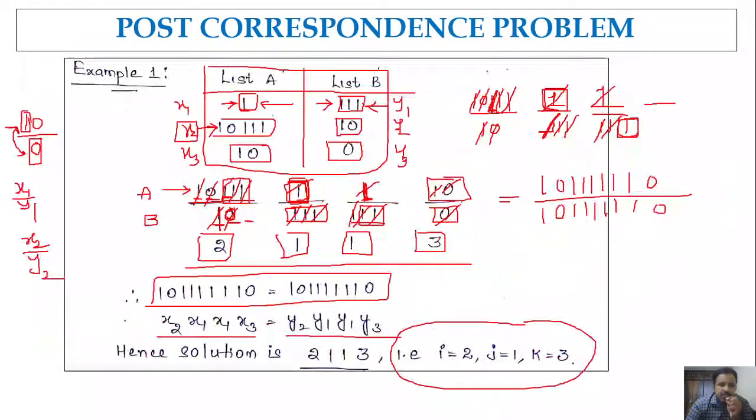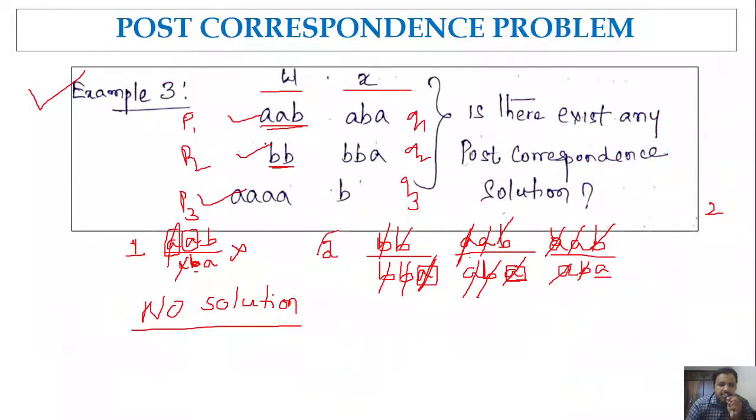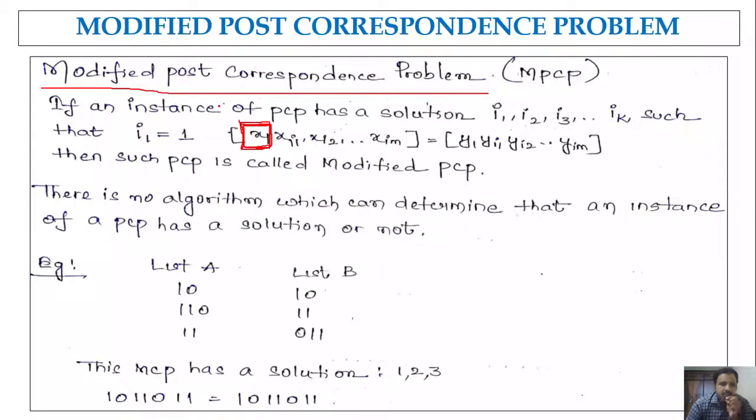In problem 1, we got the first index as 2. In the second problem, we again got the first index as 2. In the third problem, again the first index was 2. Anyhow, we didn't get a solution. So here, in the Modified Post Correspondence Problem, I1 must be 1. That means the first index must be 1. After that, you may have any index, either 2 or 3 or 4, it doesn't matter. But the first sequence must start with index 1. So that is the thing.